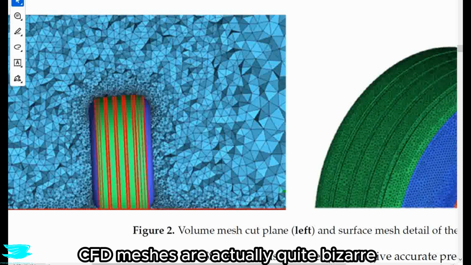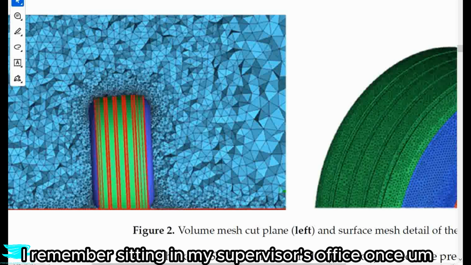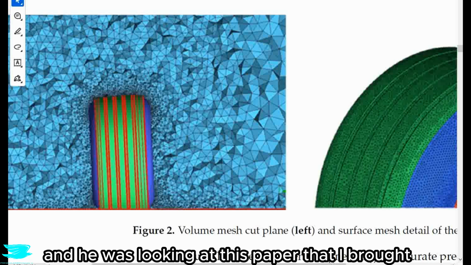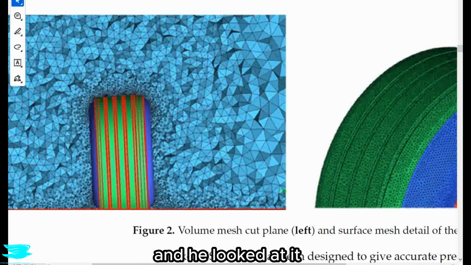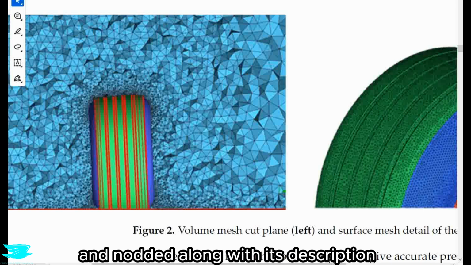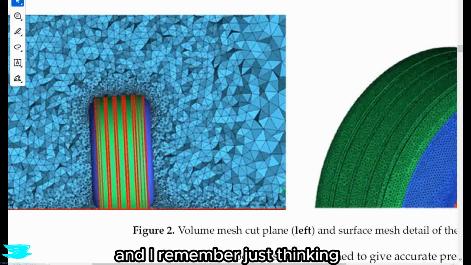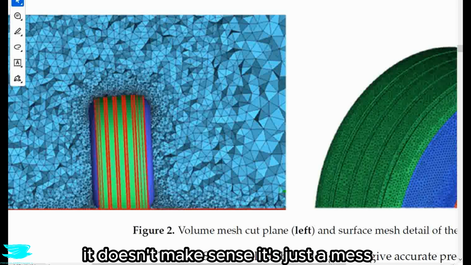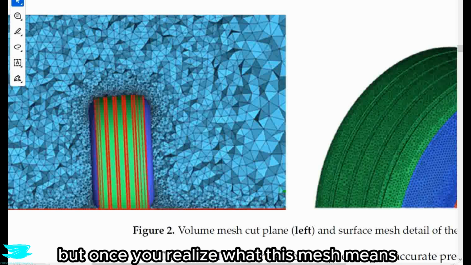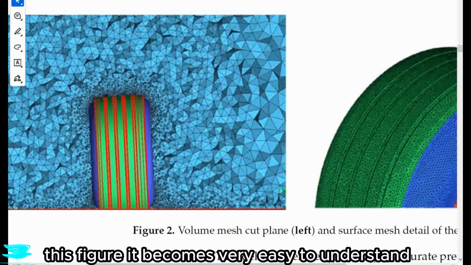CFD meshes are actually quite bizarre the first time you see them. I remember sitting in my supervisor's office once, the first time I ever saw them really, and he was looking at this paper that I'd brought, and a picture of it had this mesh. And he looked at it and nodded along with its description. And I remember just thinking, how do you even understand what this figure means? It doesn't make sense, it's just a mess. But once you realize what this mesh means, this figure, it becomes very easy to understand.